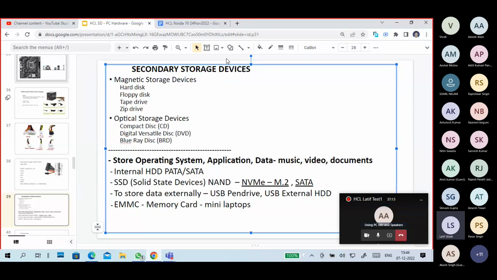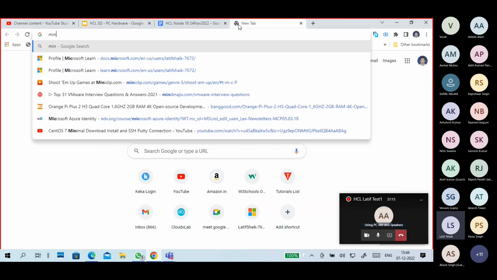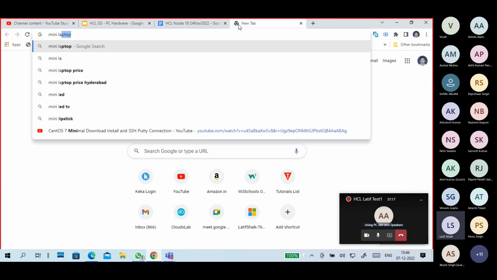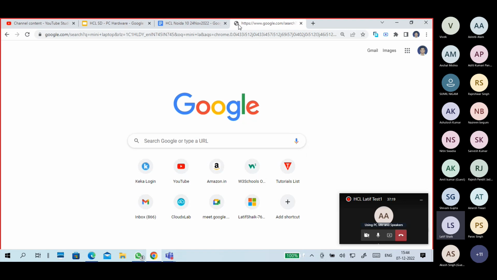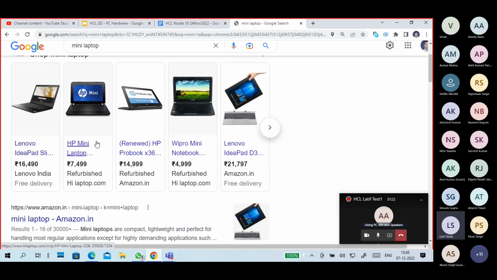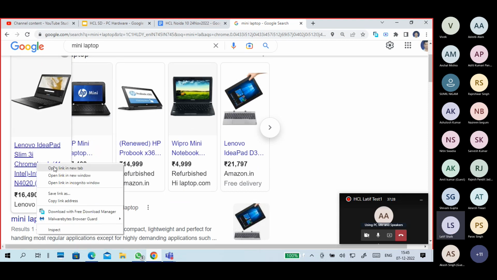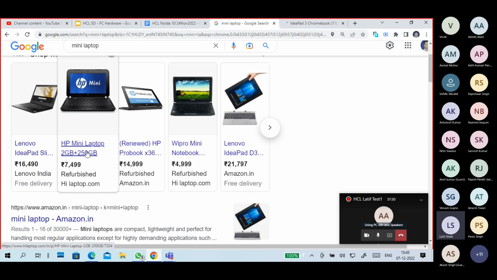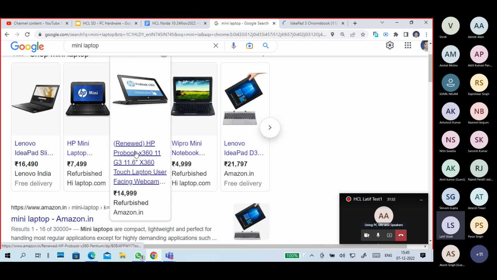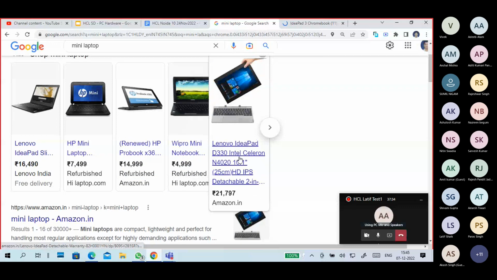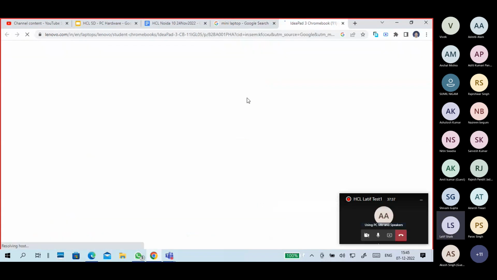If you go to mini laptops, these are the mini laptops. You see how small they are and how low the cost is. This one is 16,000. Oh, this is also good. We'll see this one first.